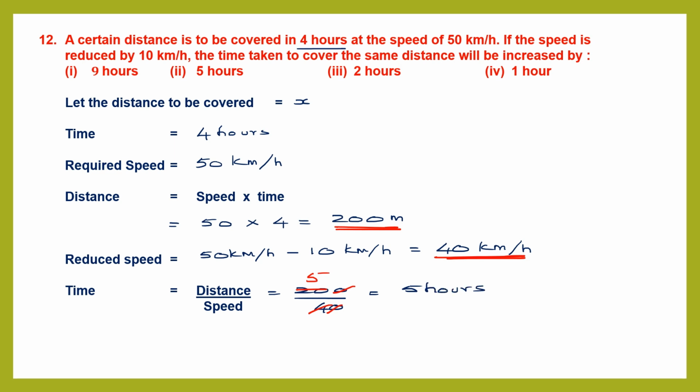So the question is, the time taken to cover the same distance will be increased by how many hours? They're not asking us how many hours it will take. They're asking us by how many hours will it be increased. So now we have to find the increase in time, that is 5 hours minus 4 hours. So 5 hours minus 4 hours, and that is equal to 1 hour. So the increase in time is 1 hour, and our option is option 4, 1 hour.